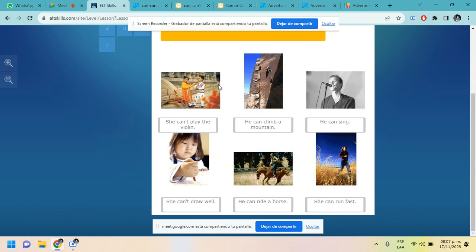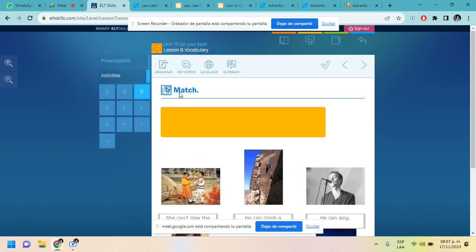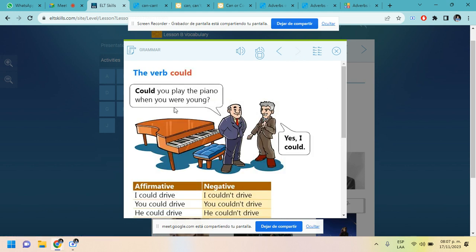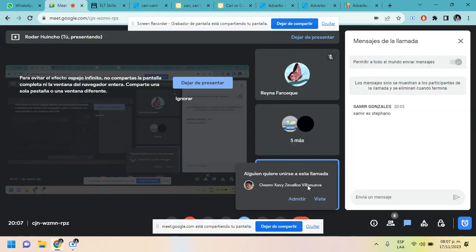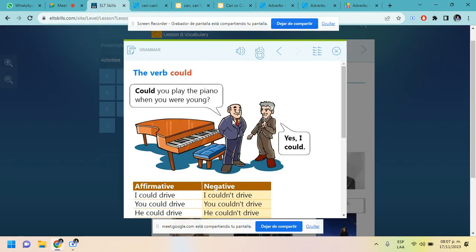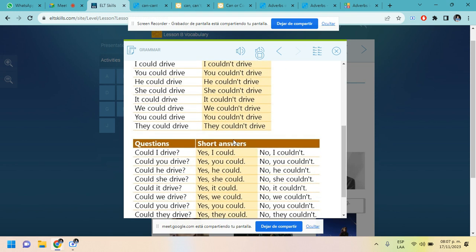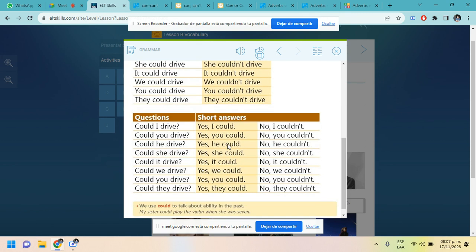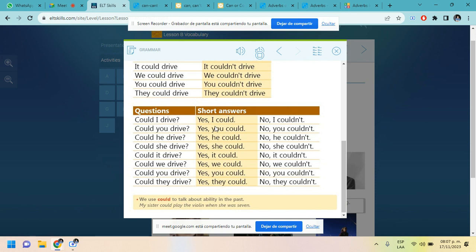Today we are going to talk about the past tense. And for that, we use could and couldn't. Okay? Look at here. Could you play the piano when you were young? Yes, I could. As you see here, we use could because could is the past of can. In affirmative, I could drive. In the negative, I couldn't drive. For questions, could I drive? Yes, I could, or no, I couldn't.